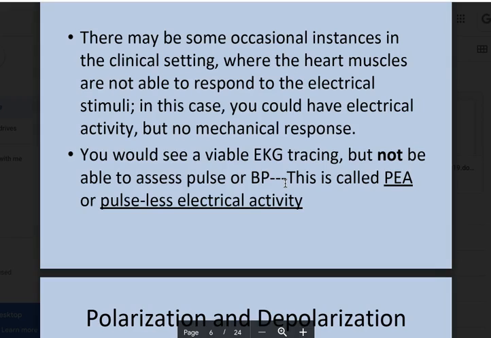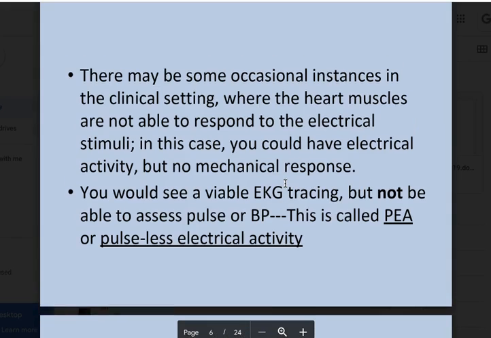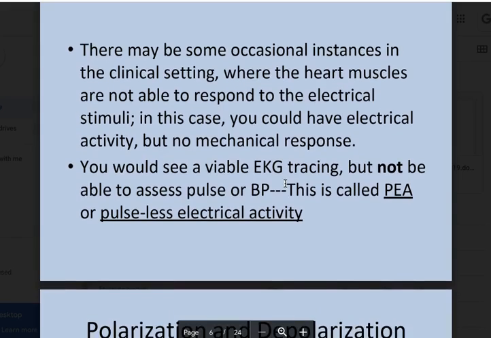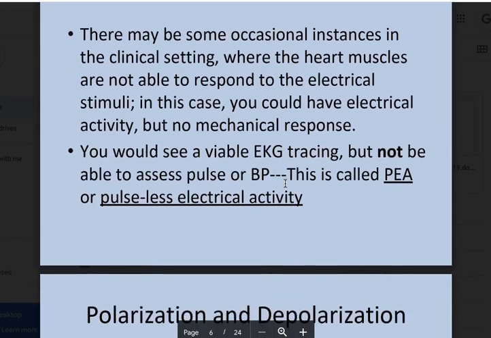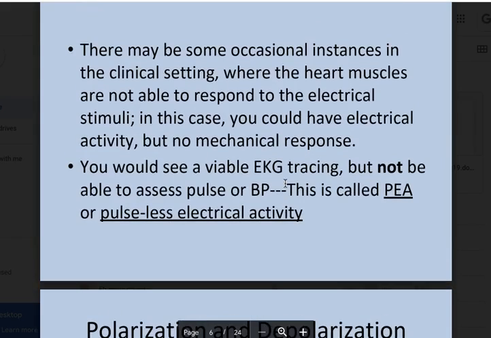This is called PEA, or pulseless electrical activity, and this is a medical emergency, and you respond to it the same way that you would respond to a full code. You initiate CPR and start coding the patient. I have seen this in the clinical setting multiple times where we will be getting a good EKG tracing on someone, and you go in to check on them and they're blue and you can't get a pulse. That's because for whatever reason their mechanical function of their heart is not responding to that electrical function.